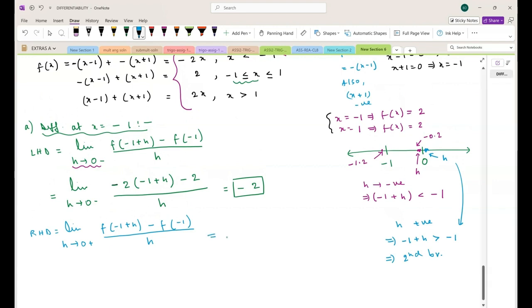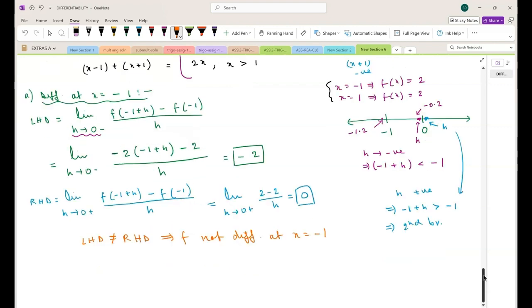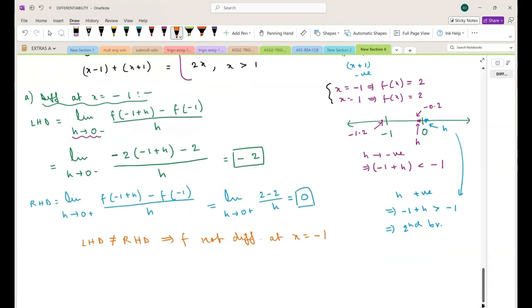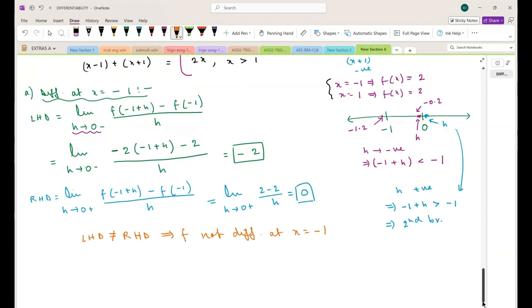So this is equal to the limit h tends to 0 plus of 2 minus 2 by h, so that is 0. So finally, what do we see? Left-hand derivative is not equal to right-hand derivative, hence f is not differentiable at x equal to minus 1. So this is part 1, and part B will be similar, so I leave it for you. Just proceed in the same way.